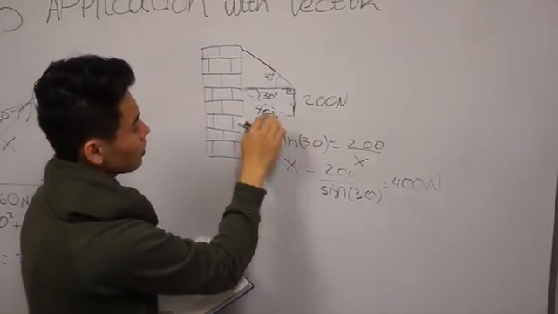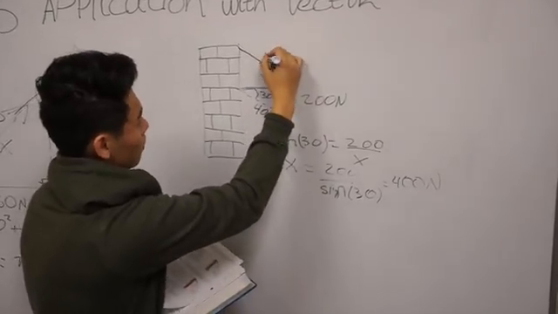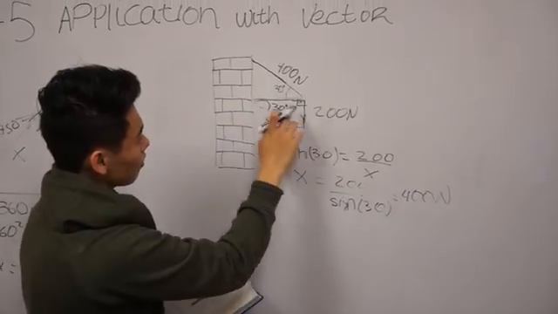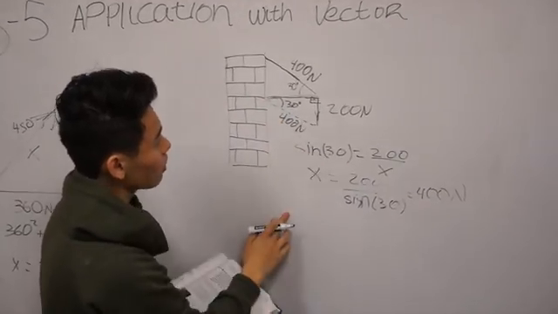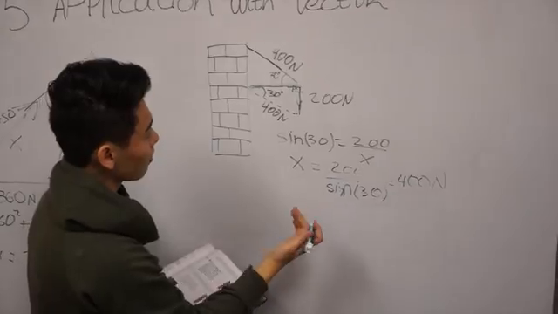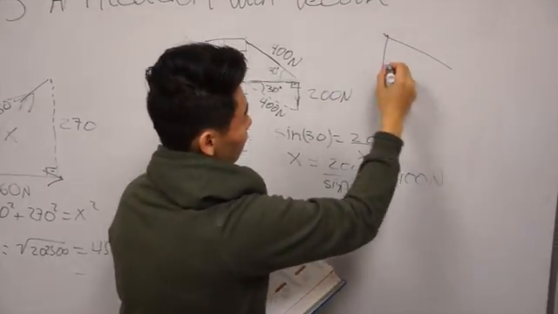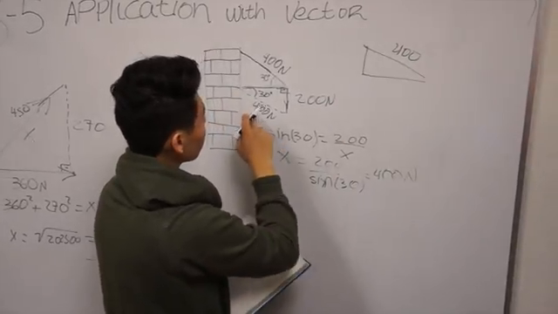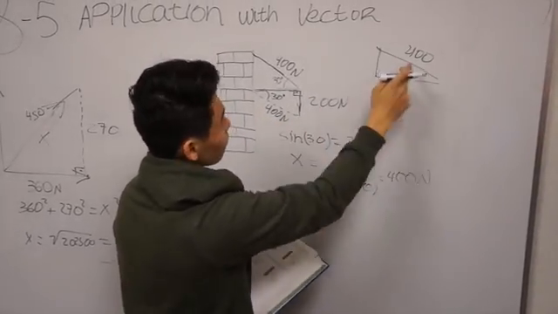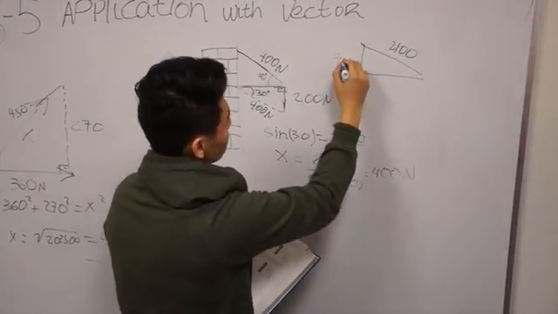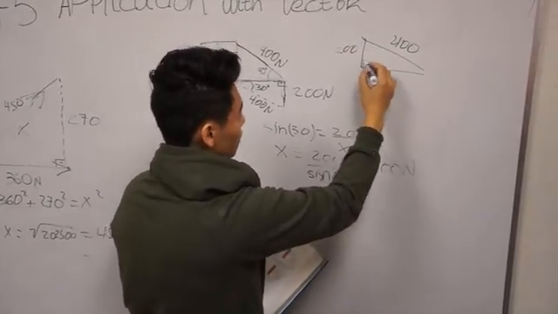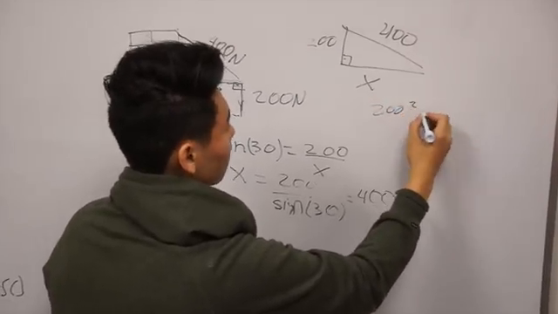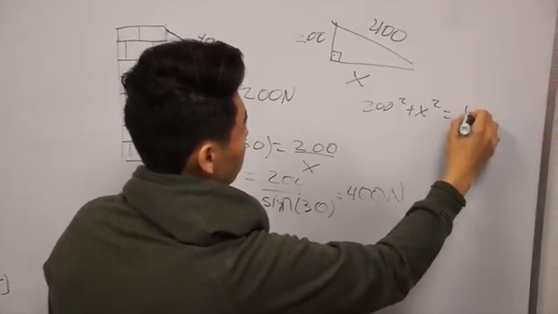If this is 400, this is the same, so this is also 400. So you already found what this is. Now you're trying to find the force on this side. You can do that by using the Pythagorean theorem. I'm just going to draw another triangle here. We know this is 400, and we know that this is 200, and then you can solve for this. So Pythagorean theorem: 200 squared plus x squared equals 400 squared.